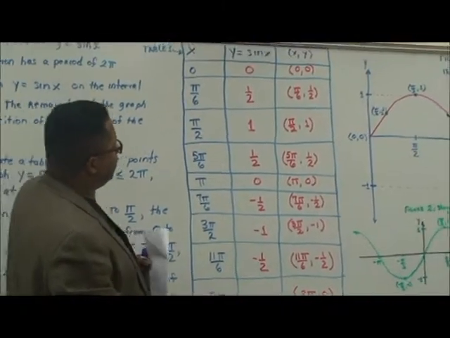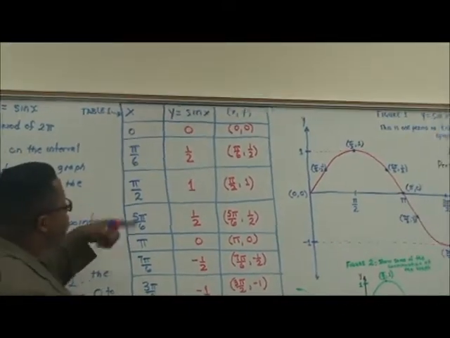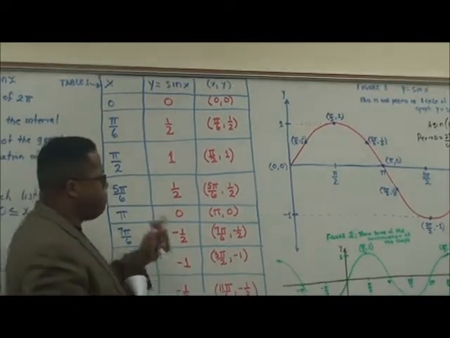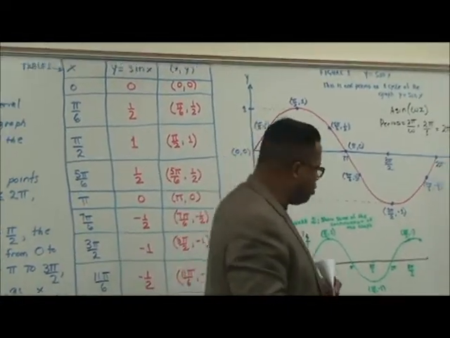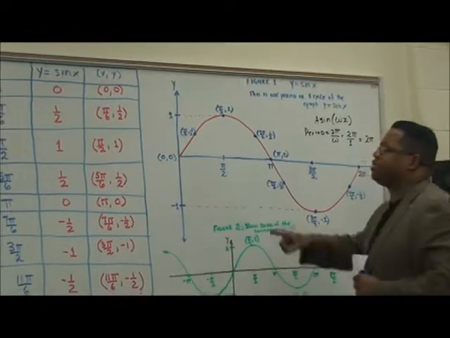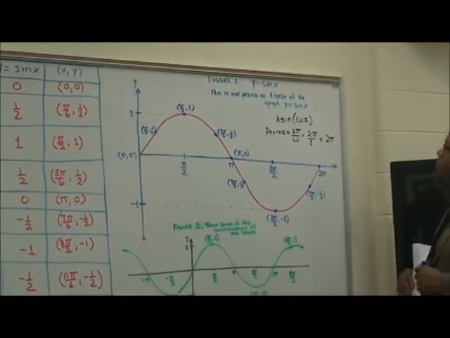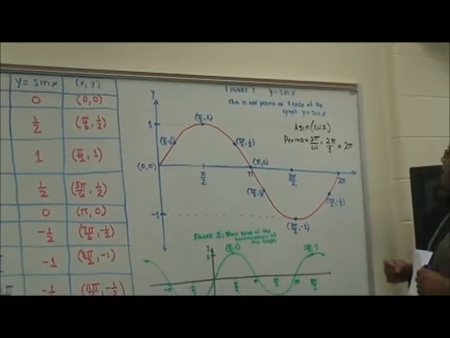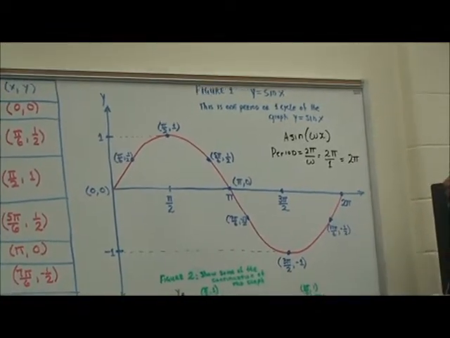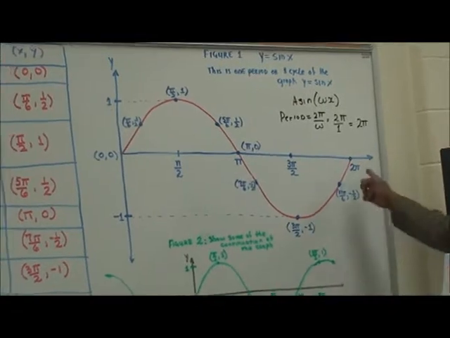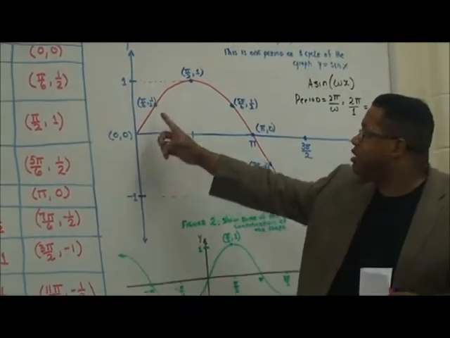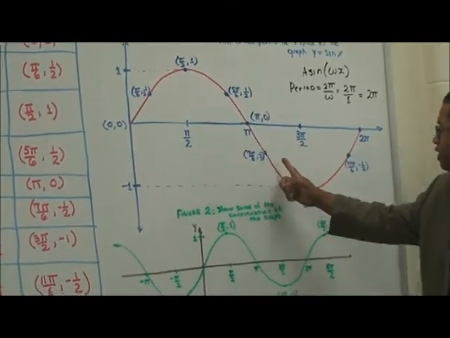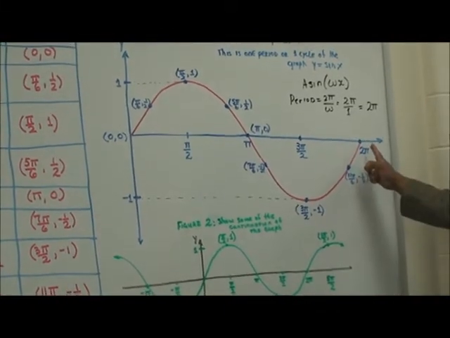So, as you look at this table here, we created a table, and then from the table we put points on the graph, and then draw a nice smooth curve here, as you see. So this is figure 1. And again, we mentioned that it has a period of 2 pi. You see this, from the origin here, smooth and continuous, to 2 pi.